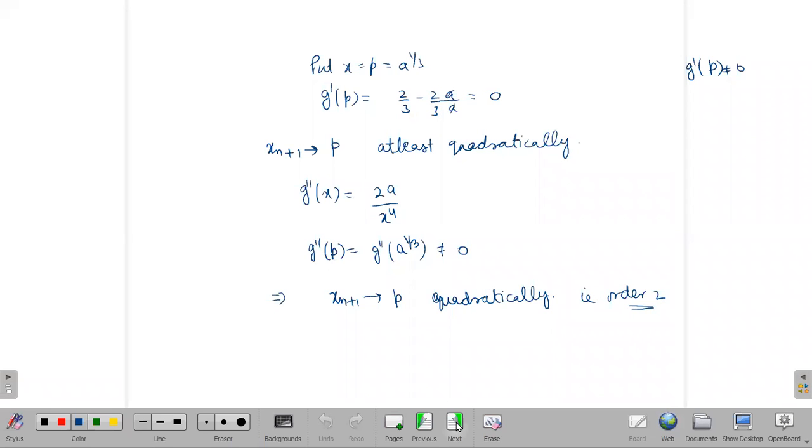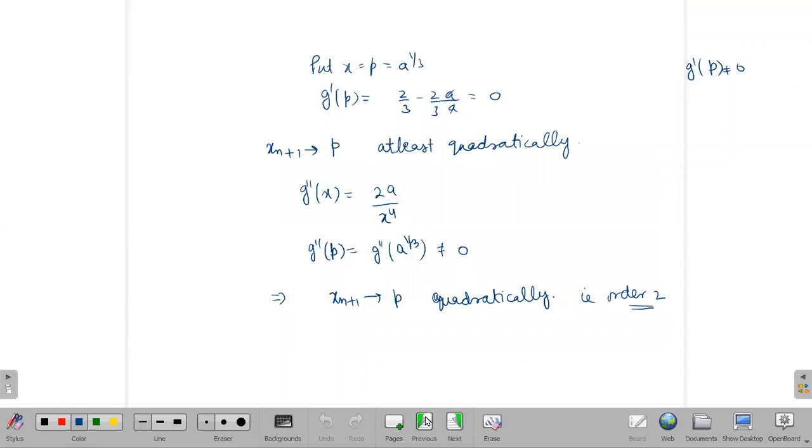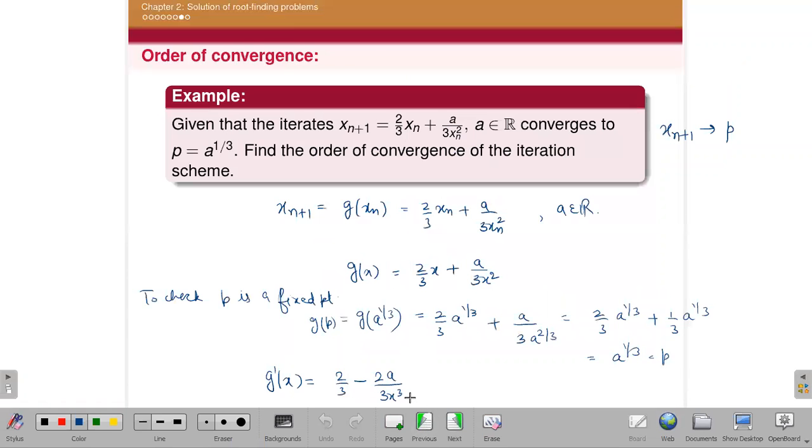Okay, so there are some questions. You try this question. What is the order of convergence of this iteration as it converges to the fixed point p is equal to root a? So you have to find its derivatives only. Ma'am, in the previous question, why didn't we check whether the mod of g dash x is less than 1 or not? Yes, ma'am, actually this iterate is already a convergent sequence. So it means this g of x already satisfied those conditions. Okay, ma'am, since the sequence is already given as convergent, you have to find the order of convergence.